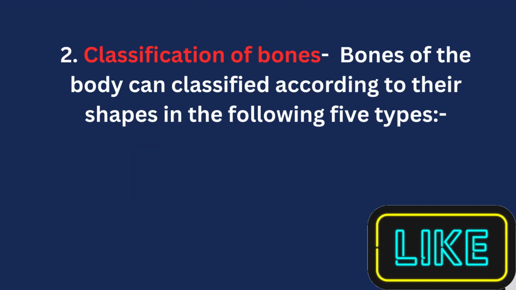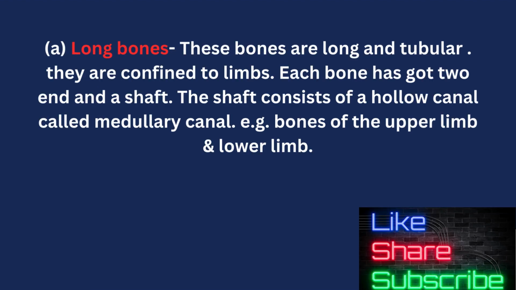2. Classification of bones. Bones of the body can be classified according to their shapes into the following 5 types. A. Long bones. These bones are long and tubular. They are confined to limbs. Each bone has 2 ends and a shaft. The shaft consists of a hollow canal called medullary canal, e.g., bones of the upper limb and lower limb.